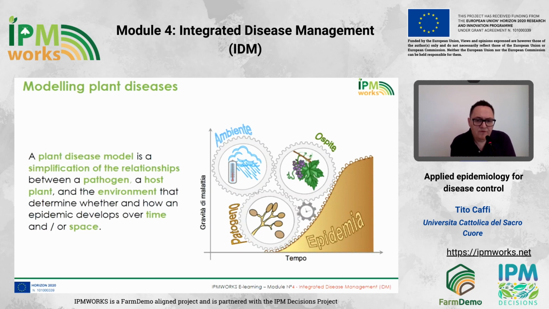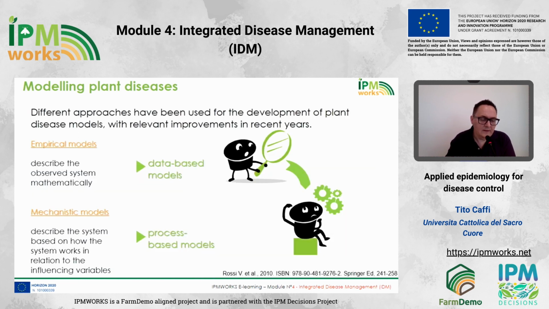So we have to focus on the disease triangle: the pathogen, the host, and the environment. And we have to keep an eye open on that trigger, the time, that is pushing the epidemic to spread over time and space. That means from the starting point of a disease in our field to spread over the other plants in our field.